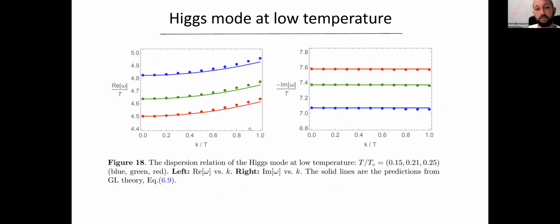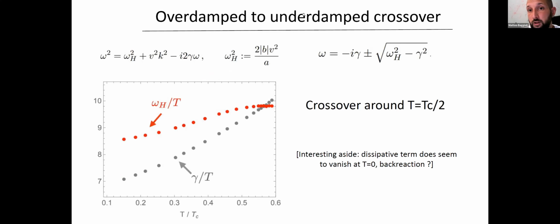So this is maybe the clearest picture. This is the dispersion relation of this Higgs mode at low temperature. And you can clearly see that this Higgs mode is a massive mode with a certain gap, and that the gap actually grows towards low temperature. And the imaginary part of this mode is actually constant. And so this is indeed what you expect from Ginzburg-Landau.